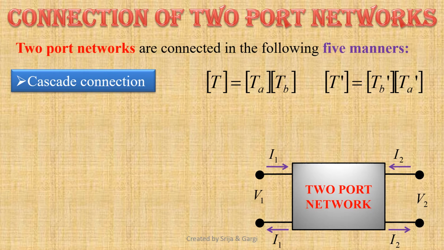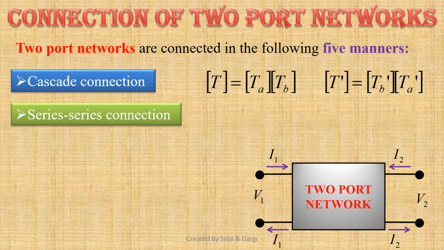When both the input ports and output ports are connected in series, we call it series connection. The overall Z parameter matrix of series connected two-port networks is the sum of the Z parameter matrices of each individual two-port network connected in series.